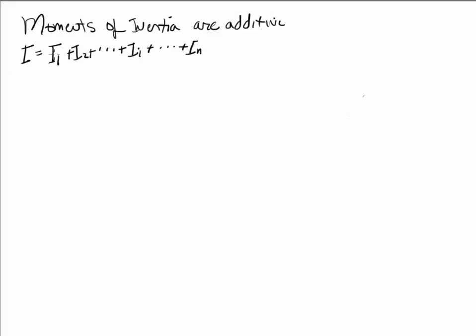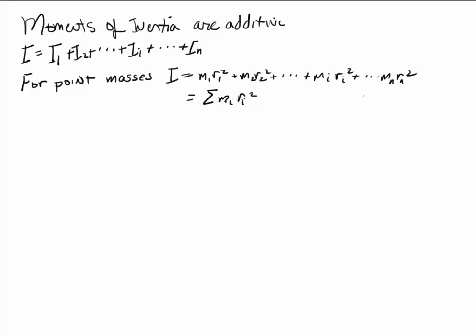So the total moment of inertia will simply be I1, the moment of inertia of particle 1, plus the moment of inertia of particle 2, plus the moment of inertia of the ith particle, dot, dot, dot, plus the moment of inertia of the nth particle. And of course, for point particles, we can write it in the fashion shown here.